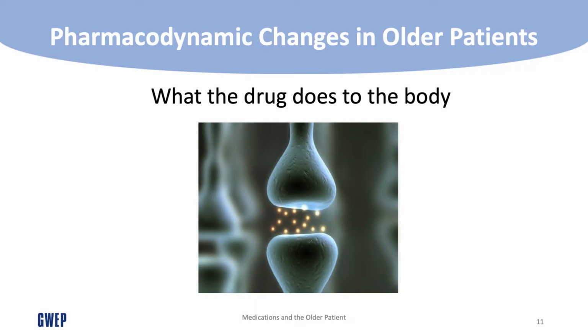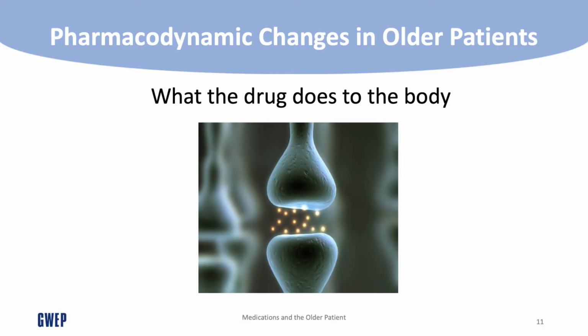The other changes are pharmacodynamic changes. When we talk about pharmacodynamic changes, that is what happens to the receptor, so what the drug does to the receptor. What they have found is they've done studies where they give the medication to older patients and younger patients, adjust the dose of the medication so we get the exact same level, and we find that we still see more effects in the older patients.